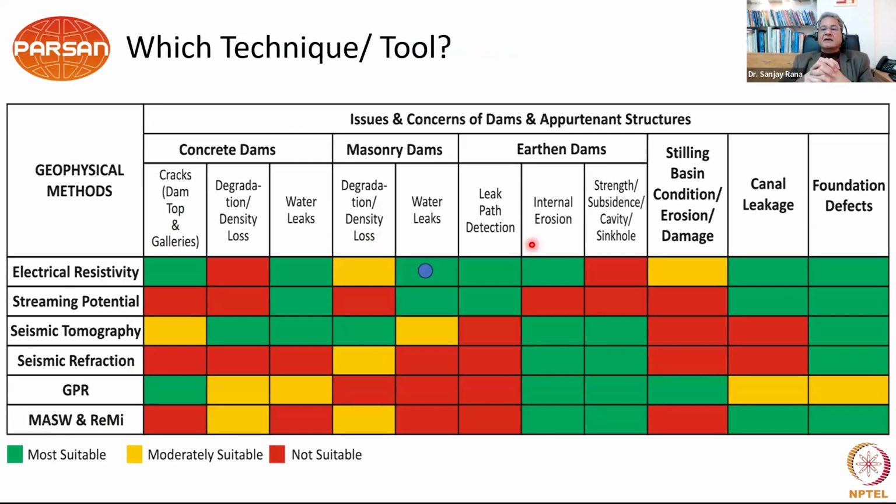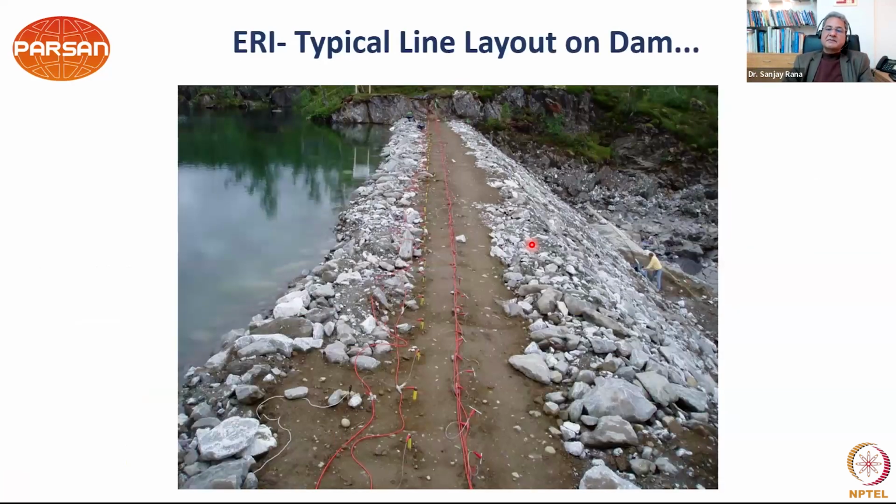The next issue and concern I'm going to quickly talk about is water leaks. Water leaks can be through a masonry dam, they can be through an earthen dam. And here we are going to talk first about the electrical resistivity method, which is one of the strongest methods when we are talking of anything which changes the resistivity or conductivity of the subsurface. So here we are going to talk about electrical resistivity imaging.